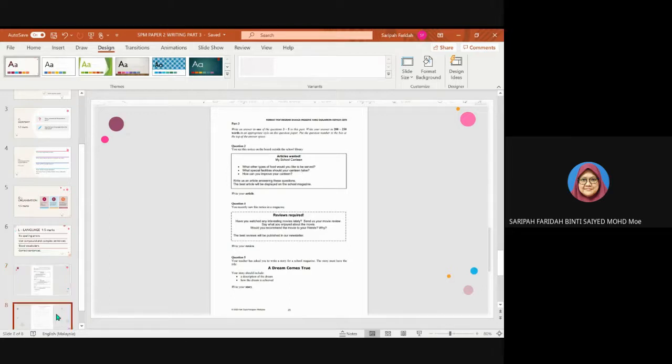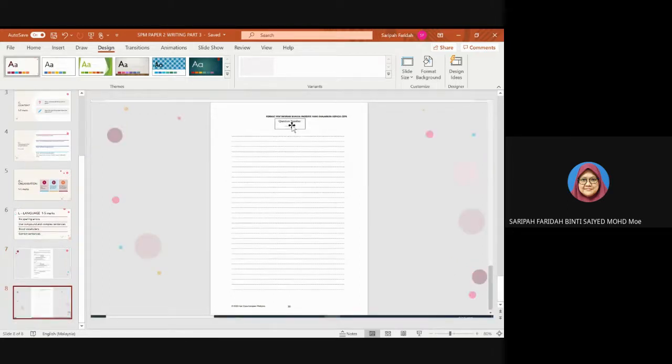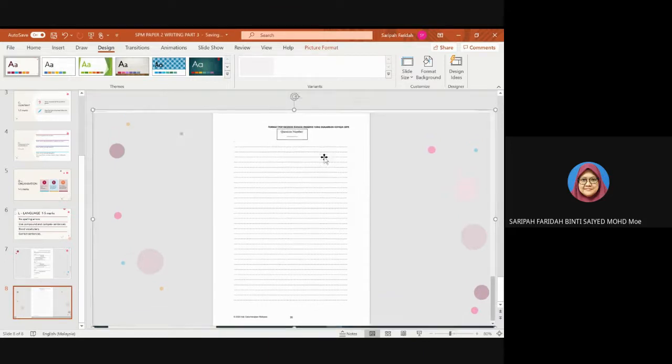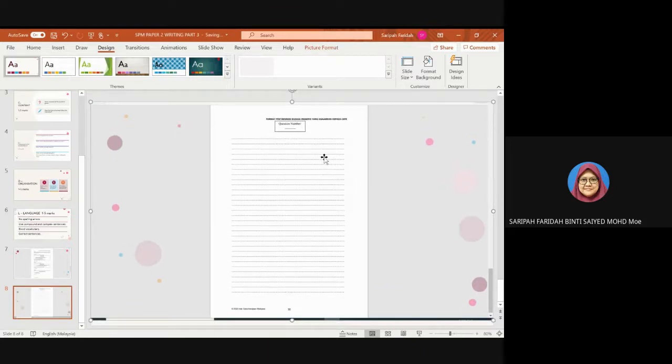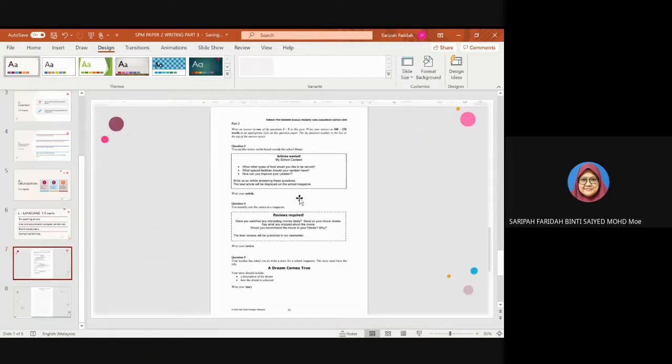This is the question paper. Question number here. You letak question number that you have chosen. Just one. Okay, you cannot write 2, 3 essays. You must choose one and make sure you write one. Okay. If you have chosen, there's question 3, there's question 4, there's question 5. Question 3 is an article. Question 4 is a review. Question 5 is a story.